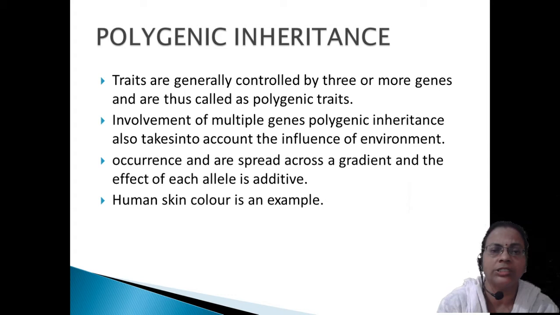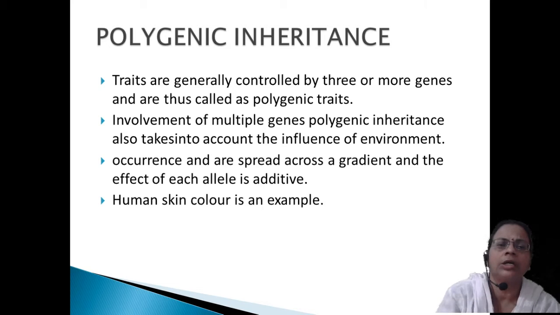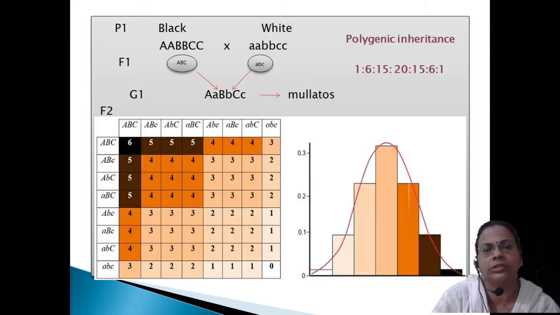So here we can see each allele will contribute a particular amount to the total expression. Hence it is called additive effect. That effect is called additive effect. The alleles are spread across a gradient, and that effect of the allele is called additive. So here this is the graphical picture.